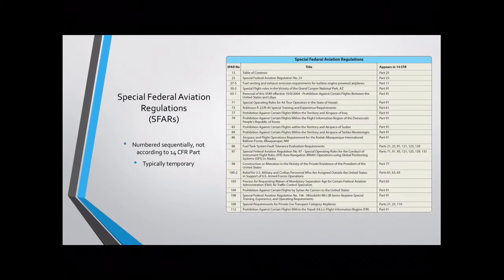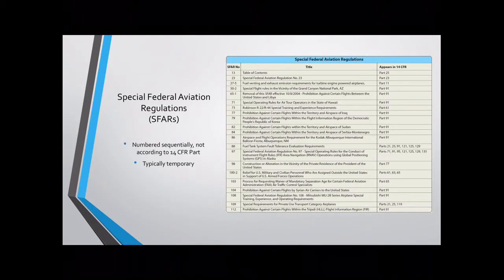Another piece that we didn't have time to talk about before are Special Federal Aviation Regulations, or SFARs. Now, these are sort of independent of the regular sections of 14 CFR. Not to say that they aren't a part of them, but they're used in a special way. They're numbered sequentially, so they don't have any correlating number to whatever part they may be applicable to, as you can see in the table here, and they tend to be temporary.